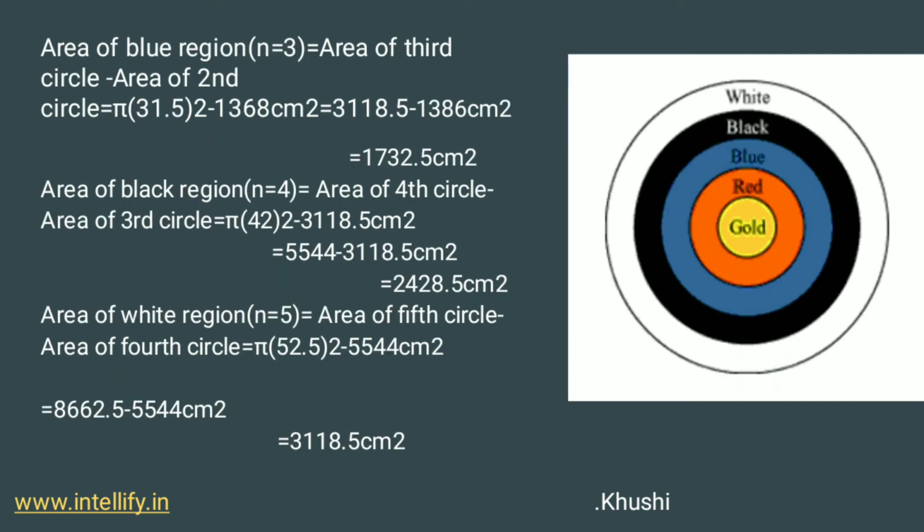So for the area of the blue region, n is equal to 3. The area of the third circle minus the area of the second circle gives us the area of the blue region, and here we are finding out the solution. We are putting r is equal to 31.5 square, and by calculation we find out the area, that is 1732.5 centimeter square.